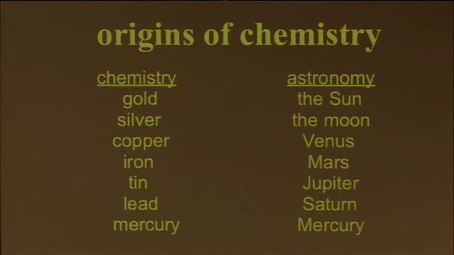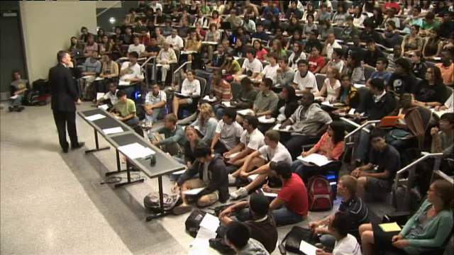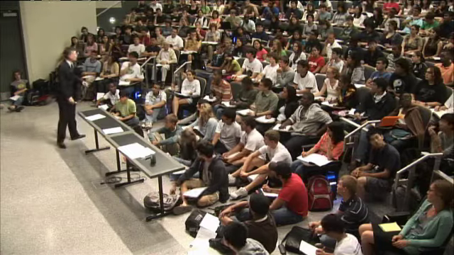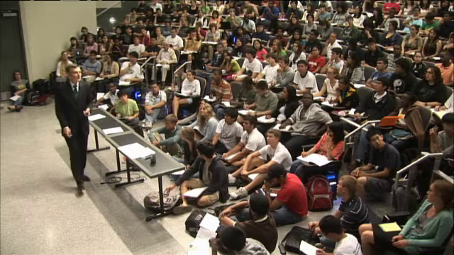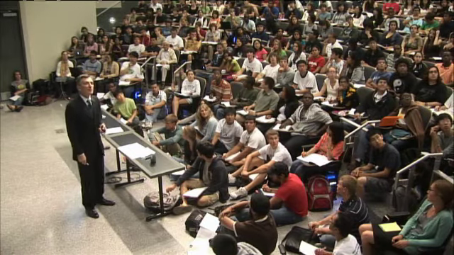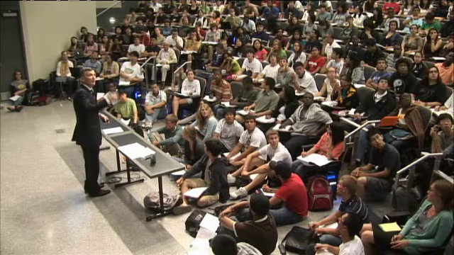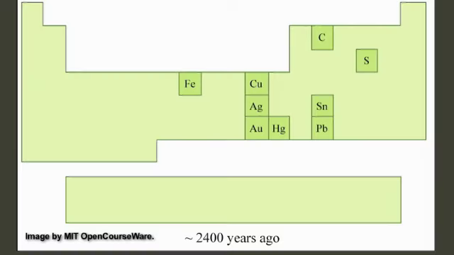It's all there. Mercury, why do we call it Mercury? Mercury is a metal that's liquid at room temperature. It's fast. Mercury is the planet that moves quickest around the sun. Very nice. So this is what we knew 2,400 years ago. We had the 7 metals, carbon and sulfur.